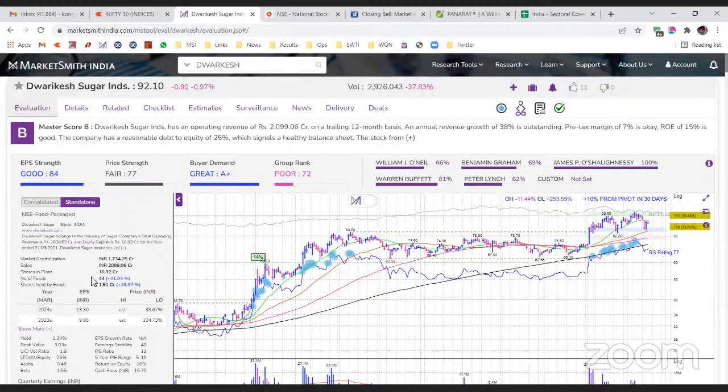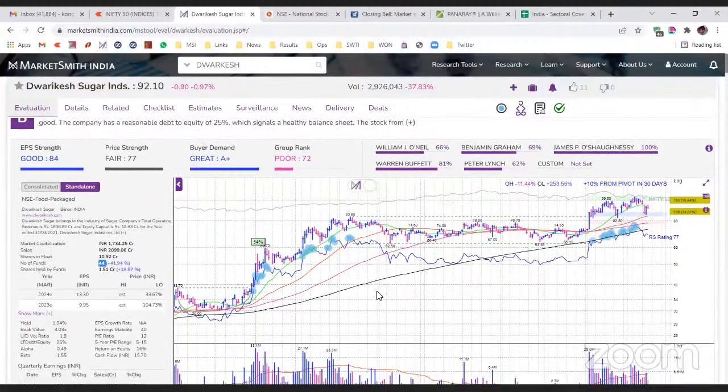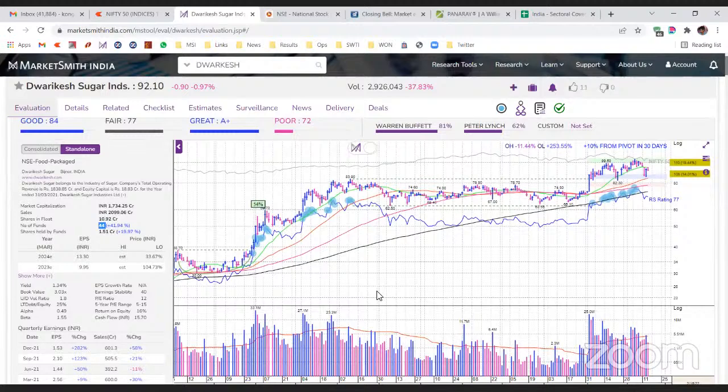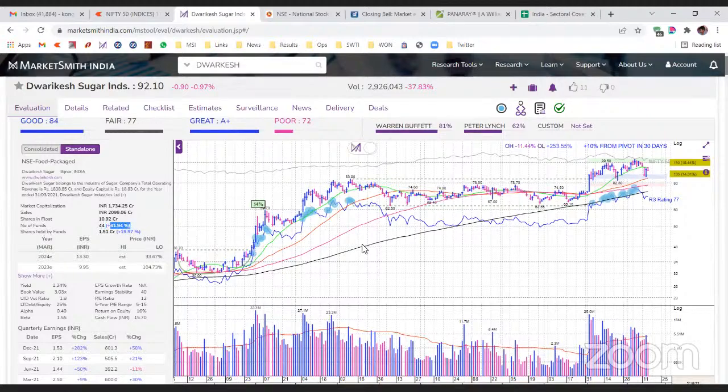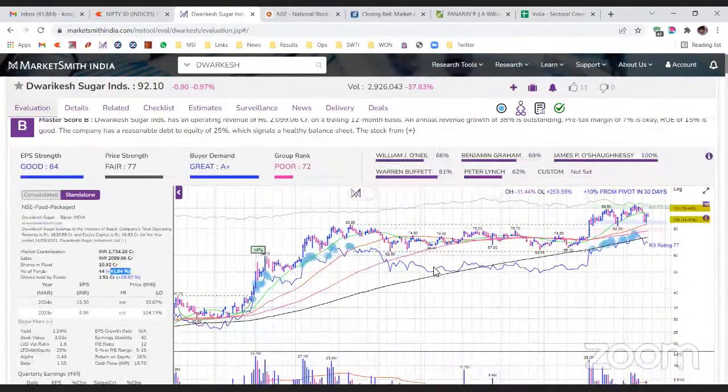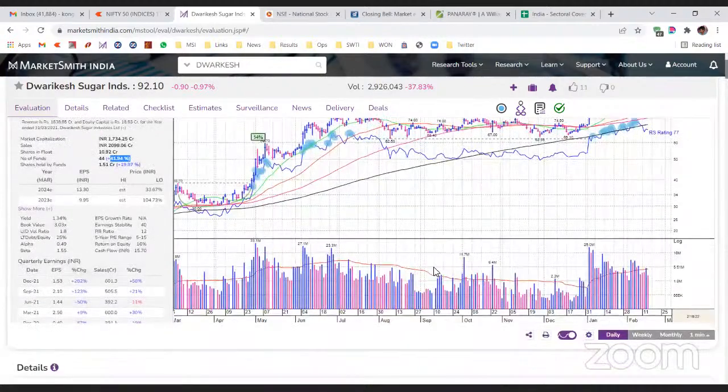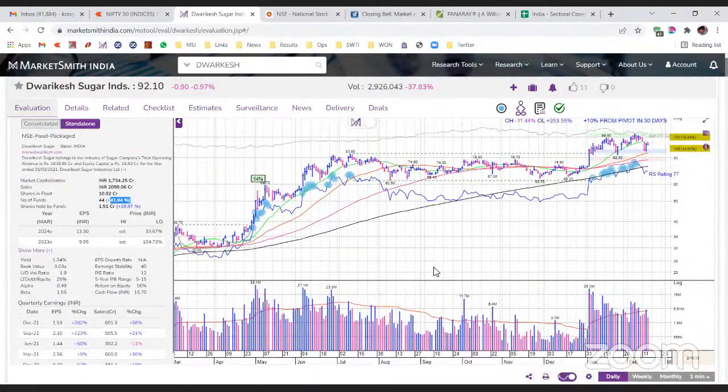The good thing about Dwarikesh Sugar is the number of funds at 44, which is a very good sign for a small market cap company. Having 44 institutional funds invested is a very good sign. It shows the fundamental quality of the stock. Institutions are highly positive about the stock. That is why 44 institutions are invested, and it is also rising on a quarterly basis. Its EPS is also at 84, indicating a good set of numbers for the last 2 to 3 quarters.